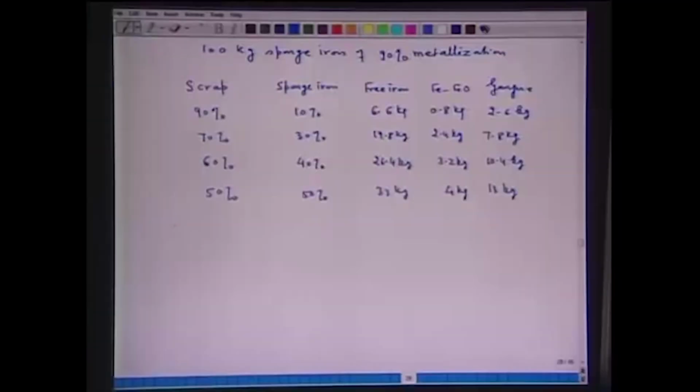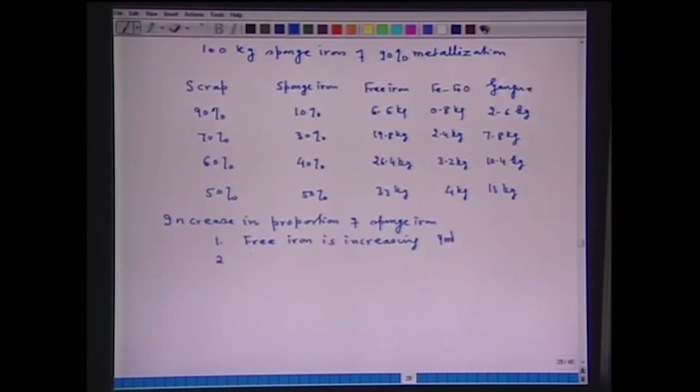What does this calculation indicate? So, increase in proportion of sponge iron, talking of the same productivity, I have taken the same productivity. So, increase in proportion of sponge iron, what is it doing? First, free iron is increasing, okay, this is good, no problem.